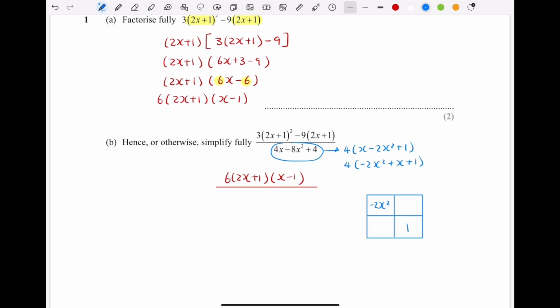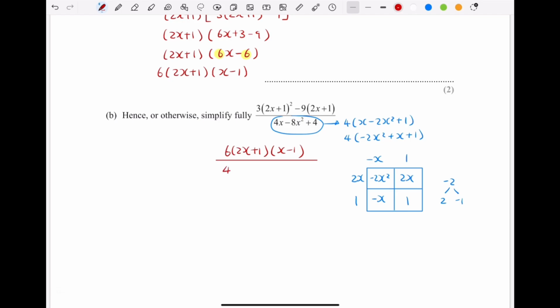Now, multiplying negative 2 and 1, we have negative 2. We have to find two numbers that multiply to give us negative 2, but add to give us 1, which is 2 and negative 1. Therefore, we can factorize our denominator to 4 bracket 2x plus 1, negative x plus 1.